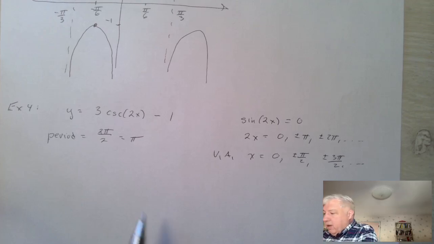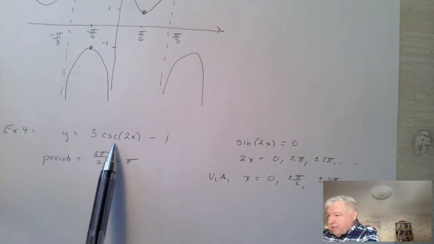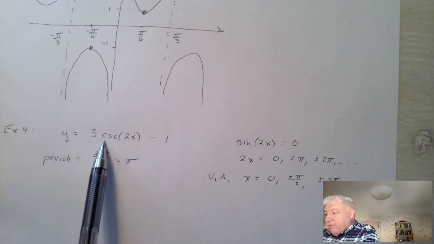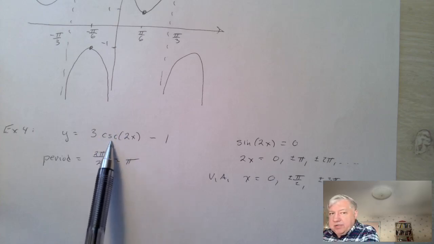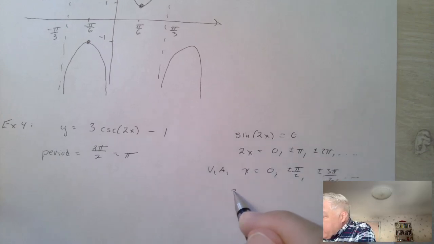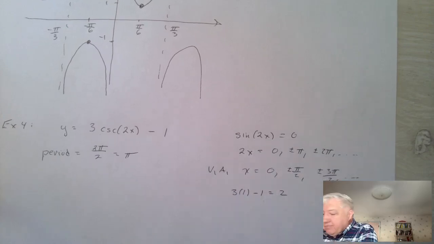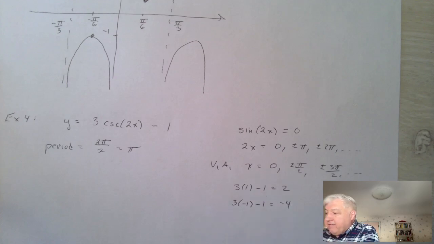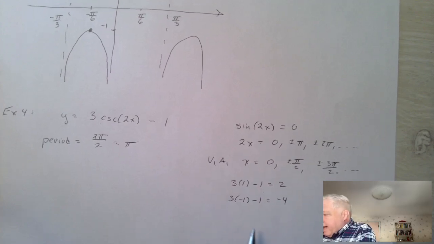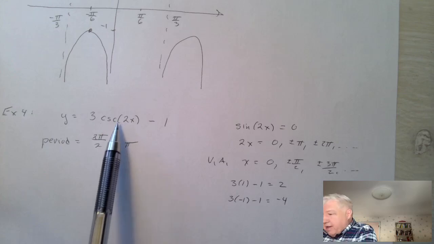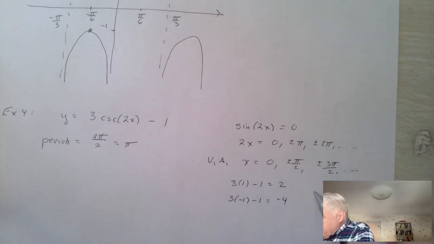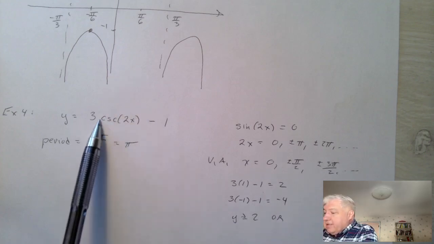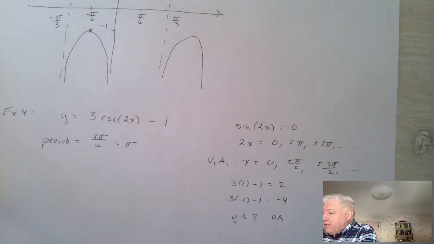And what about the range? Well, again, the key here is where cosecant of 2x is equal to 1 or negative 1. If it is equal to 1, what do we get? Well, we'll have 3 times 1 minus 1, which is 2. And if this is negative 1, we'll have 3 times negative 1 minus 1, that's negative 4. So we can see that if this is greater than or equal to 1, then y is going to be greater than or equal to 2. Or if this is less than or equal to negative 1, then y will be less than or equal to negative 4.